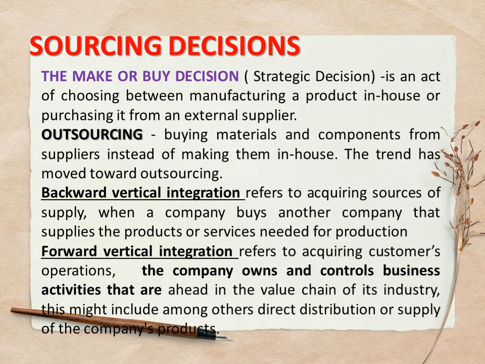So, we also have here forward vertical integration. So, ganina backward, ganun forward. So, masabot na nato nga forward refers to acquiring customers operation. So, imong customer, unsay operation sa imong customer mao na imong paliton. Example, the company owns and controls business activities that are ahead in the value chain of its industry. This might include, among others, direct distribution or supply of the company's products. For instance, you are the Coca-Cola. Example na balik si Coca-Cola Bottlers Corporation. Unsa man after sa iyahang manufacturing, unsa may imo distribution.